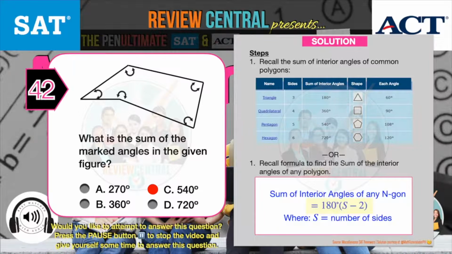Better still is to memorize the formula for computing the sum of the interior angles of any n-gon instead. Here it is. Sum of interior angles of any n-gon equals 180 degrees times the quantity s minus 2, where s is the number of sides of your n-gon. So for our given figure, s equals 5. Therefore, the sum of its interior angles is 180 times 5 minus 2 equals 180 times 3, or 540 degrees.